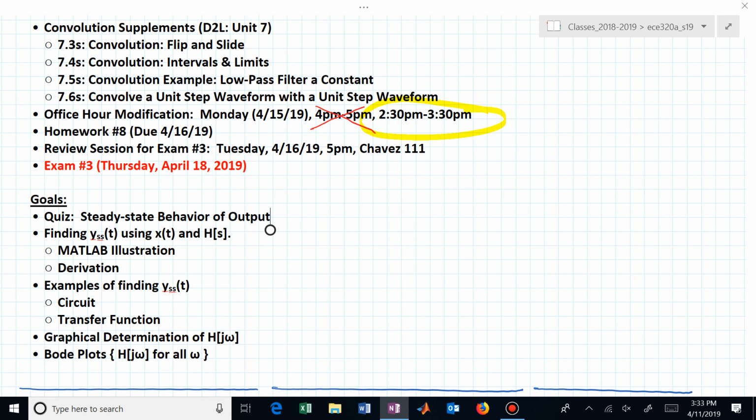And then prior to exam number 3, we want to make sure that we understand how to find this H of j omega graphically. Bode plots I will probably use a lot, but they don't need to be used here. Bode plots will be on the final exam and not on exam number 3. That's the flow of information in terms of where we're headed. Once we have Bode plots, we'll get into filter design, and that's probably where we will finish the semester.